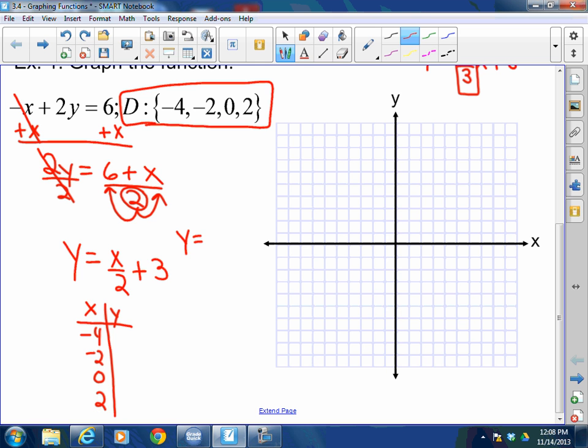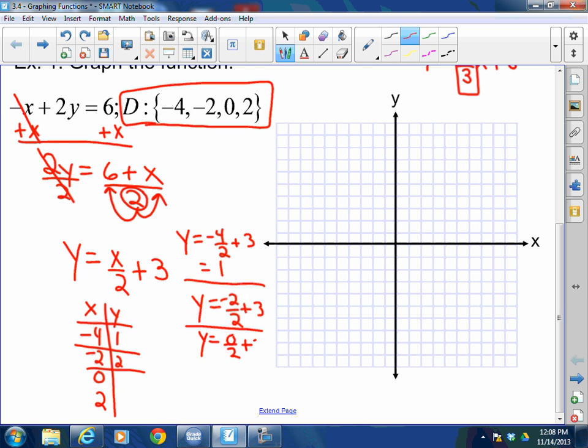So what is y going to equal when x is -4? Well, what's -4 divided by 2? It's -2. What's -2 plus 3? 1. Good job. When x is -2, what's -2 divided by 2? -1 plus 3 is 2. When x is 0, 0 over 2 is 0, plus 3. Y is 3. And last but not least, when x is 2, what's 2 divided by 2? 1 plus 3 is 4.